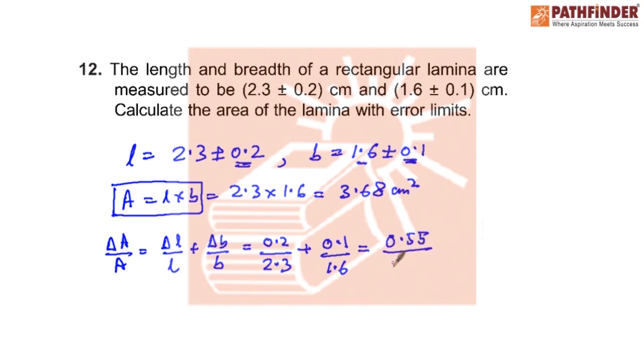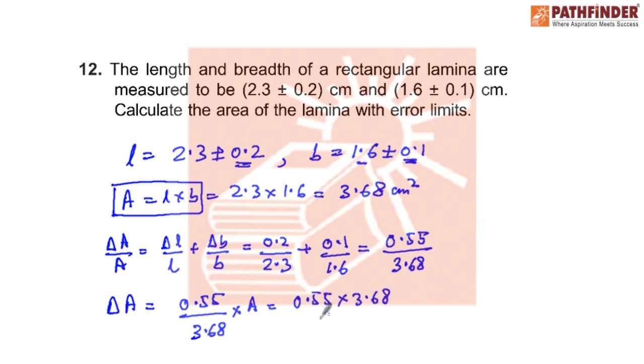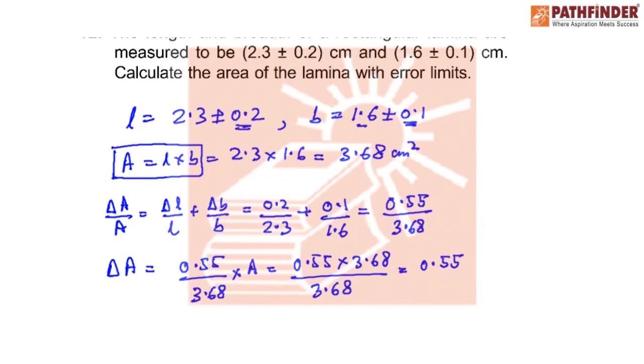This on calculation will give you 0.55 divided by 3.68. Now if we calculate delta A, that is the change in area, that is 0.55 divided by 3.68 into A. Now A we have already calculated as 3.68. So we have 0.55 into 3.68 divided by 3.68, so that is again 0.55. So we can write the area now as 3.68 plus minus 0.55 centimeter square. So this is how we deal with errors and analysis.